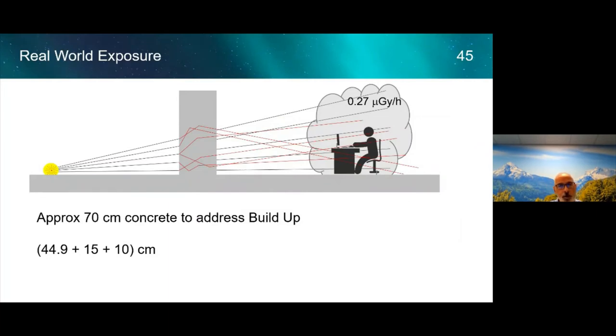If you wanted to be a bit more accurate, you could go back and reduce the thickness of the concrete. You might make it 68, and then see if you're still below 0.5.